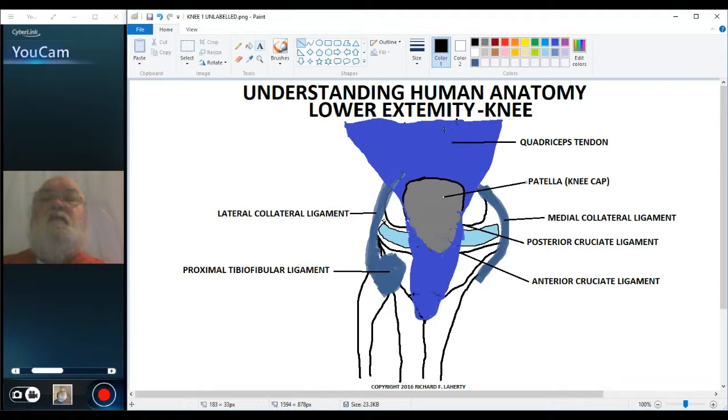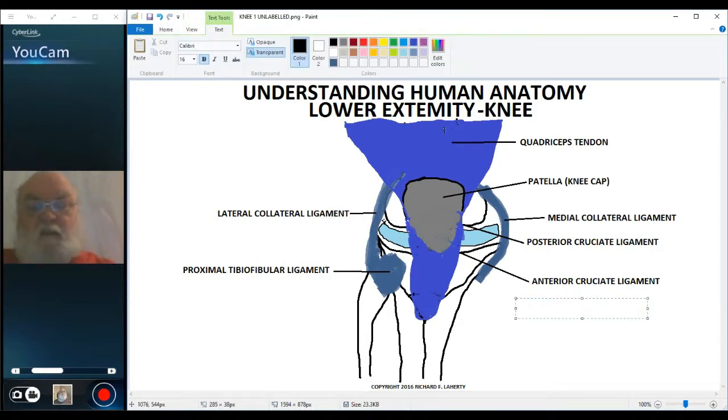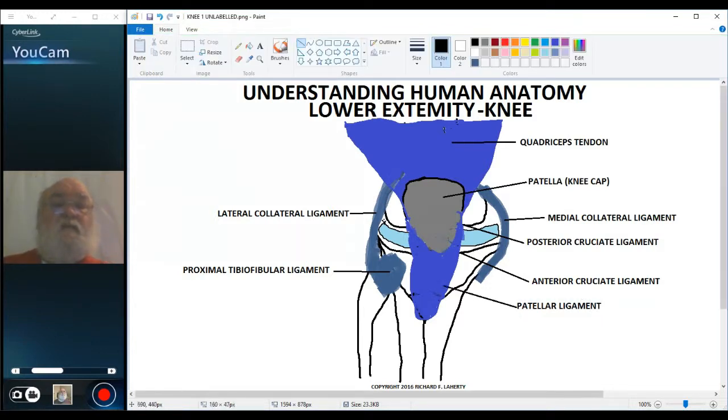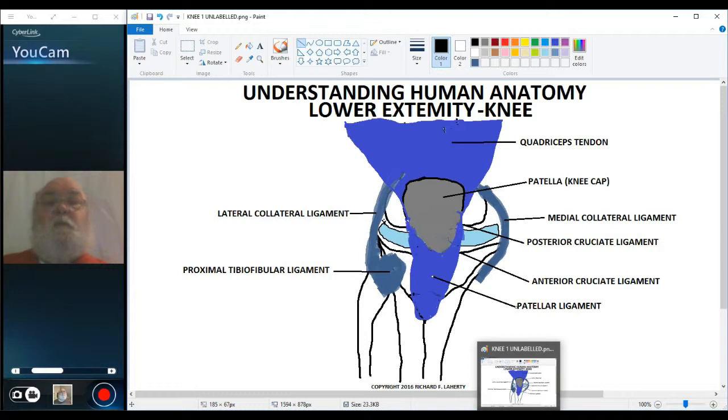And then the continuation of the quadriceps tendon from the patella to the tibia, we'll refer to this as the patellar ligament. So there. Now that is the basic structure of the knee joint.